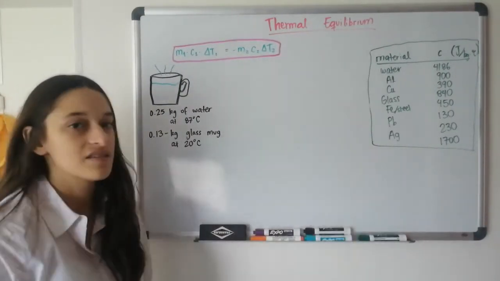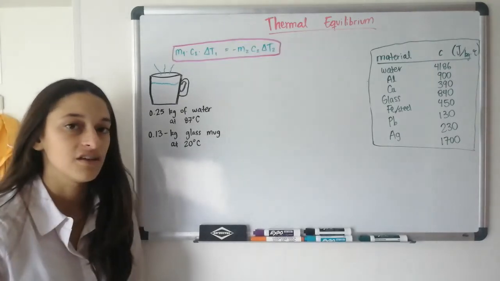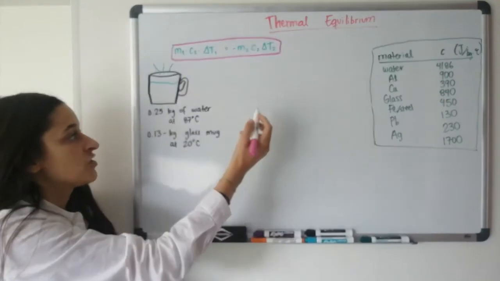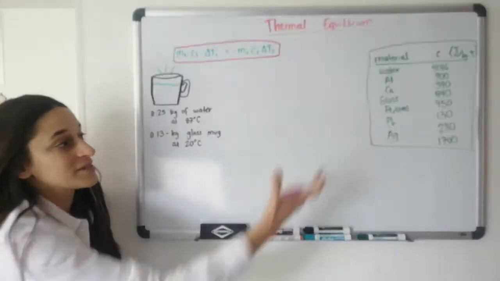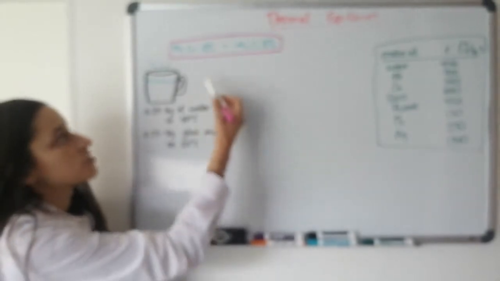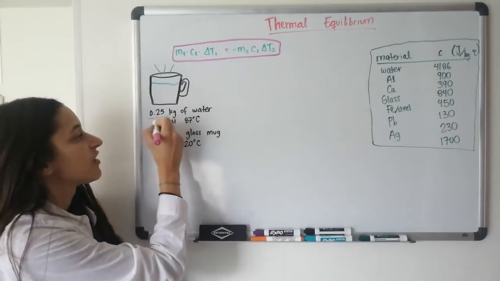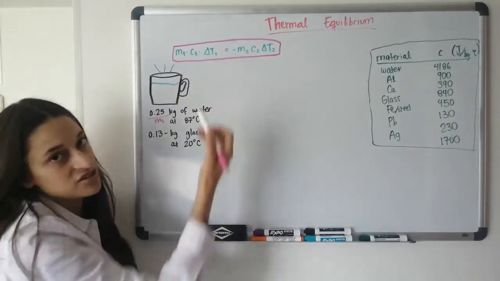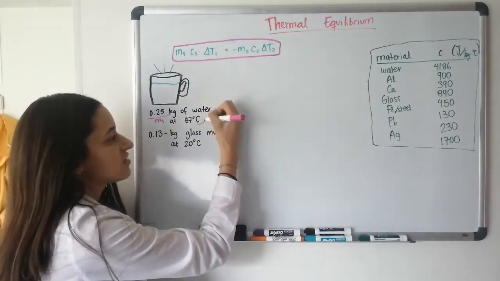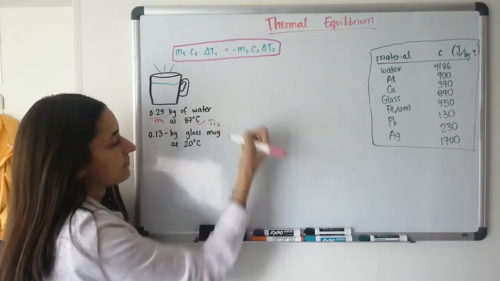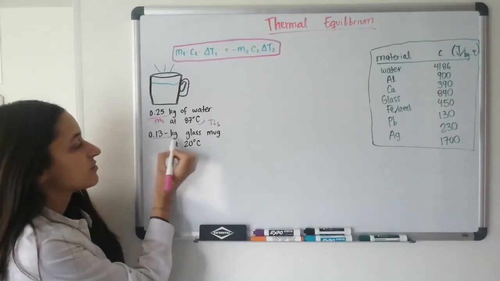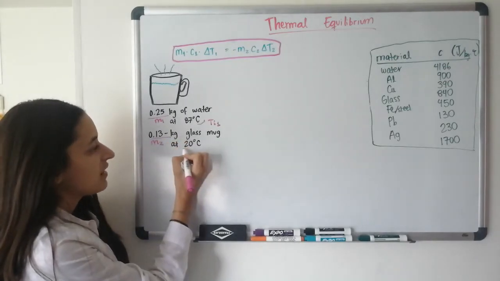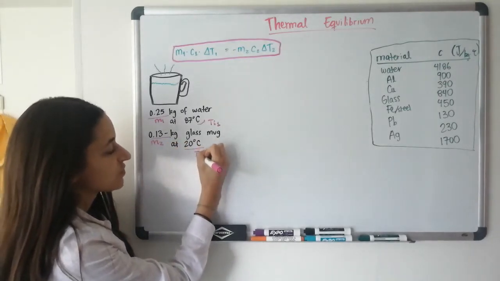So what I like to do is organize the information. When I'm given the information, I put it into the values. For example, because we were given four numbers and a table of, I don't know, 10 numbers, it's important to be organized. So 0.25 kilograms, that is a mass. And water, which we chose, would be one. So this 0.25 is m1. 87 degrees Celsius is a temperature, but it's not a change in temperature. It's just the initial temperature. So this is the initial temperature 1. Now we've also been given the mass of the mug, which is mass 2, and the initial temperature 2.